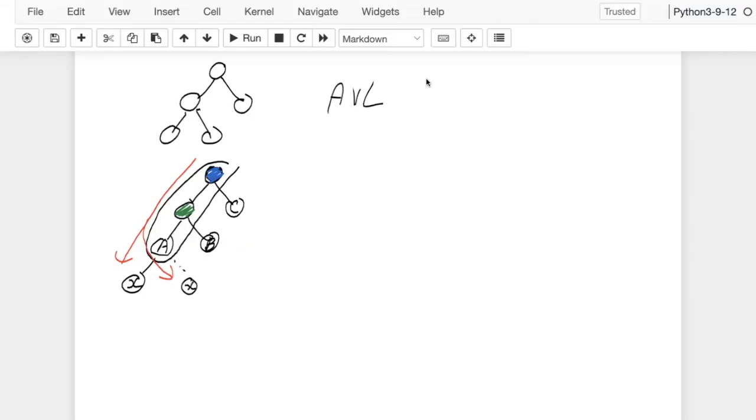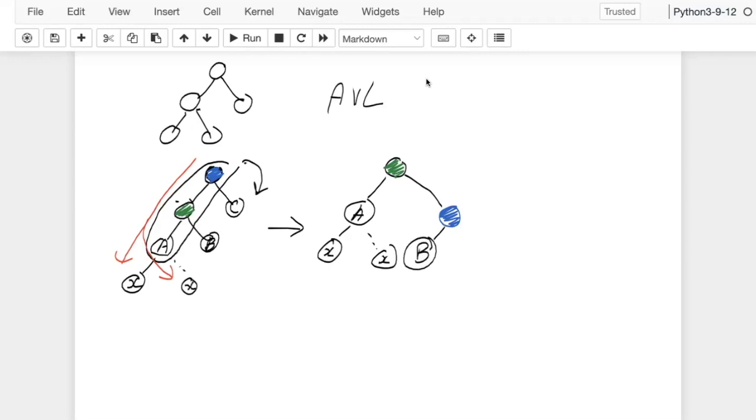In this case, we just need to rotate the blue node down. That means move the green node up to the following. And this is X either here or here. And B now will become the left child of blue because B is less than blue. And this is C. So this is balanced.